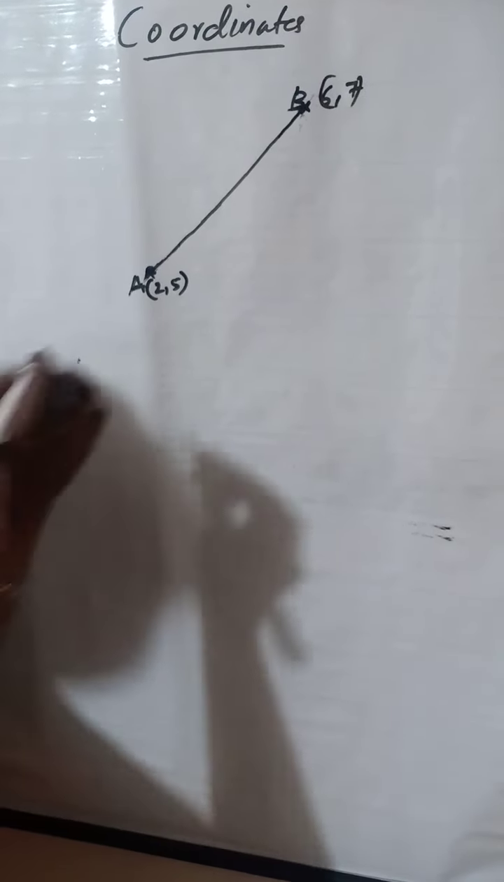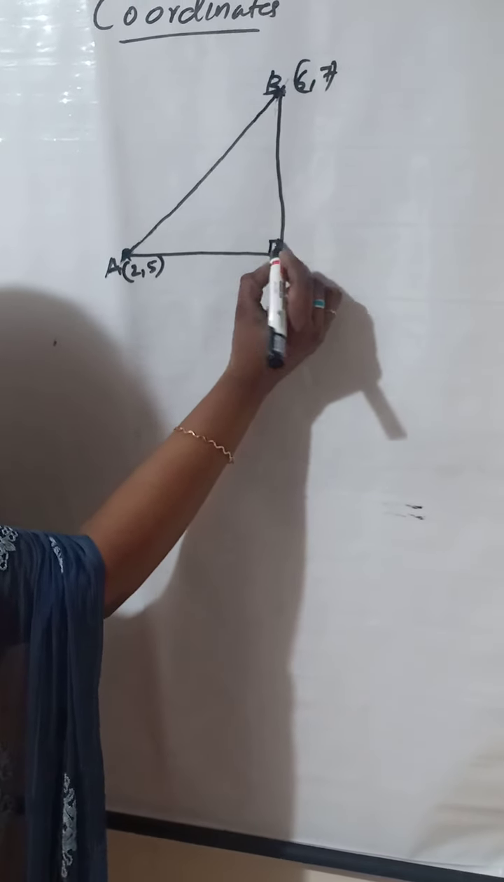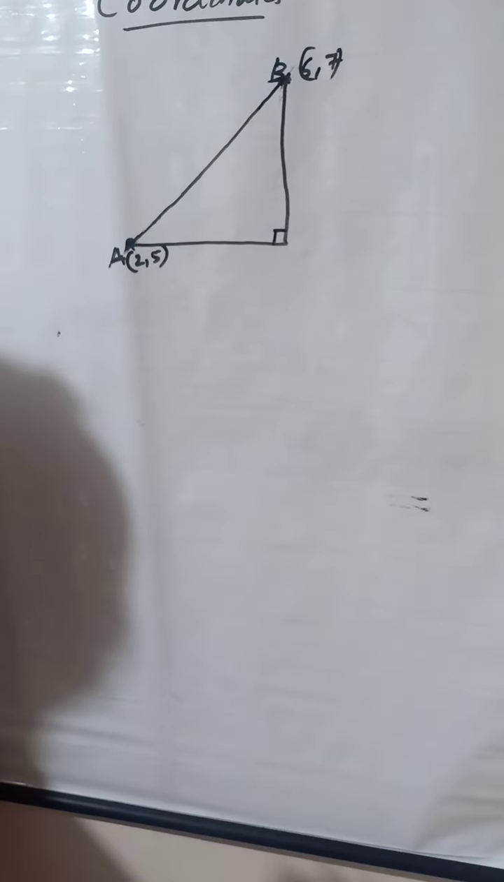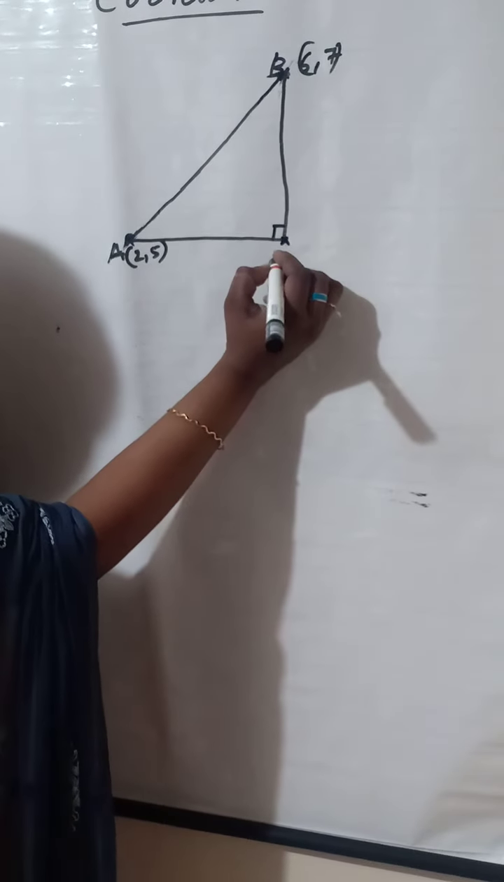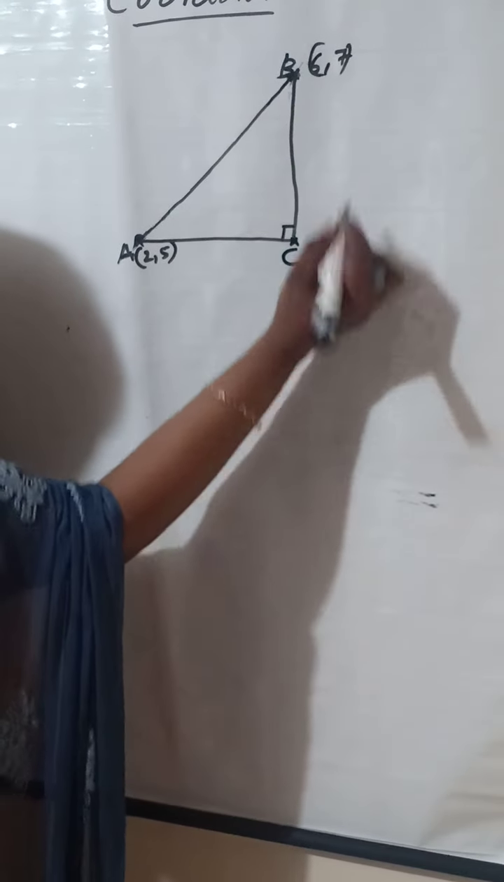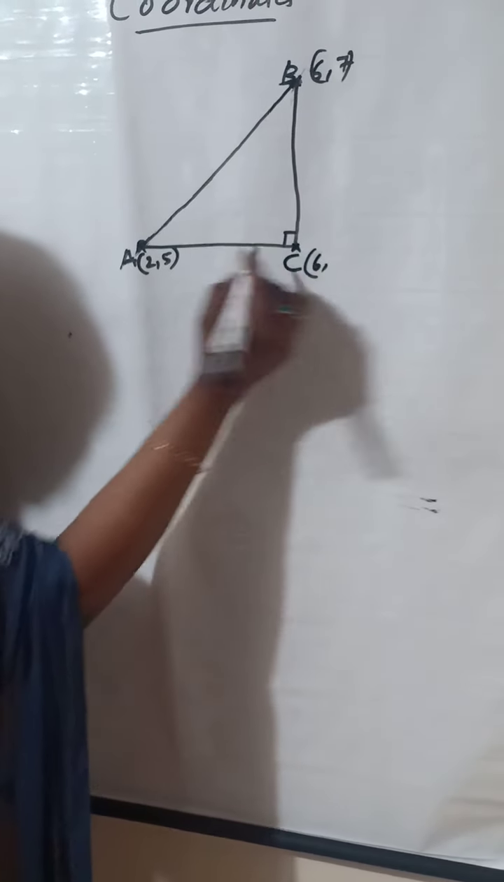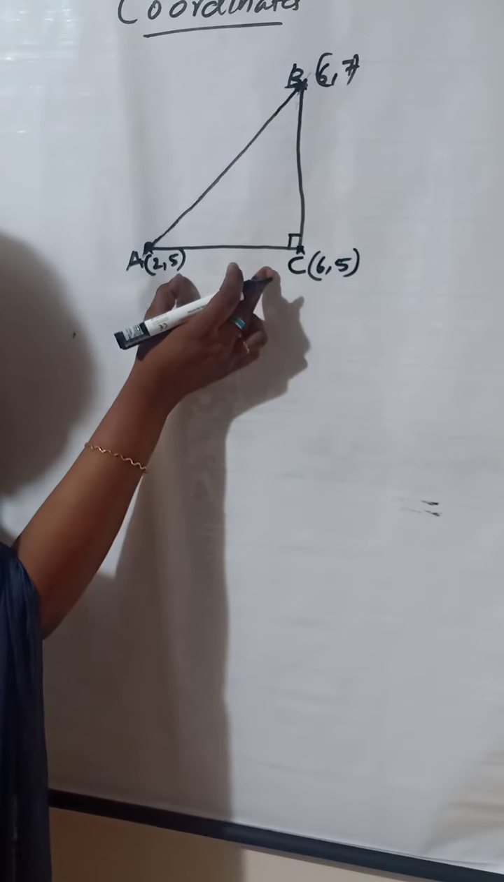For that, we have to draw a line parallel to the x-axis and also draw a line parallel to the y-axis from B. So this is perpendicular. Clearly x and y axis are perpendicular. And what about this point? Let this be C, and you know how to find this. The x value is 6 and the y value is 5. So that is the distance between A and C.